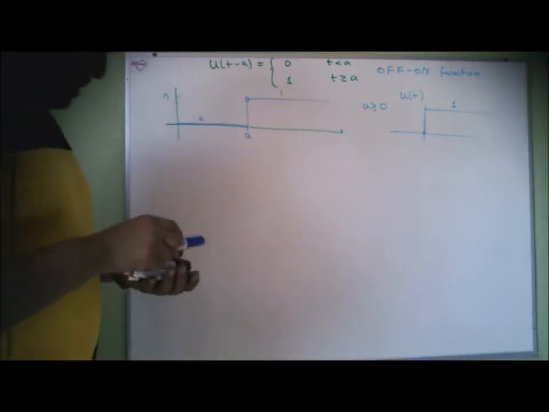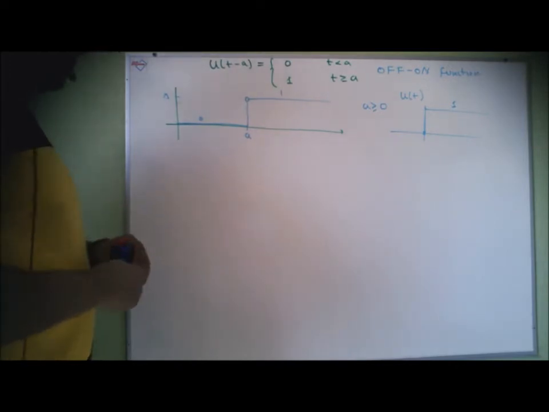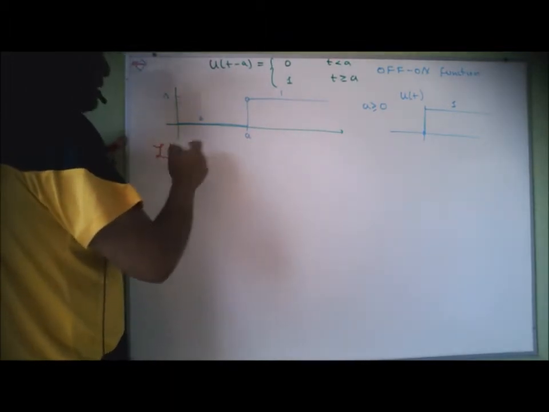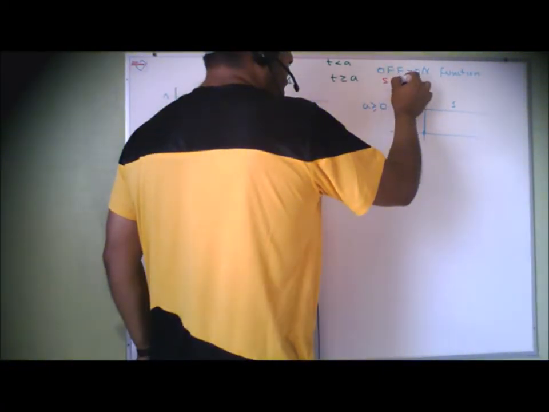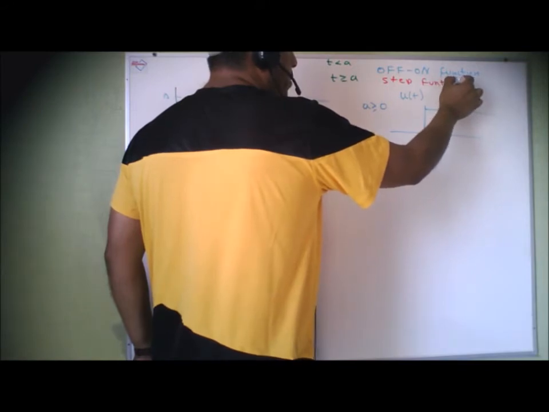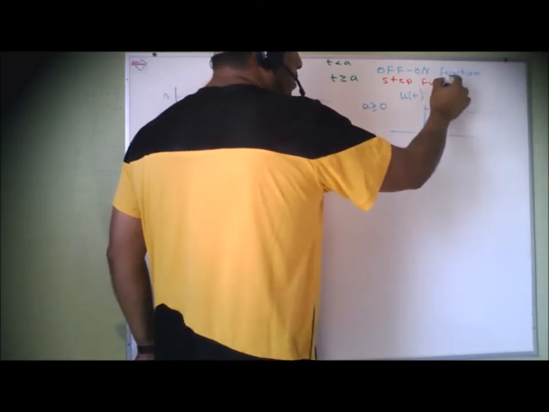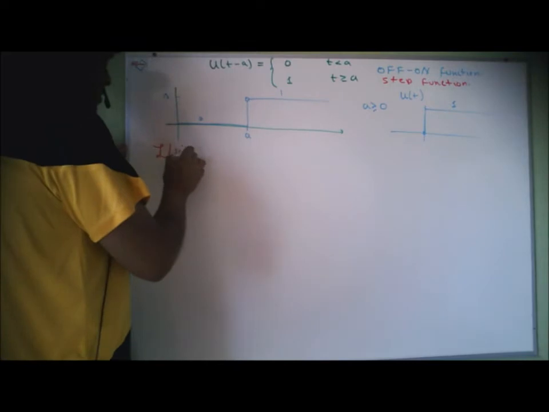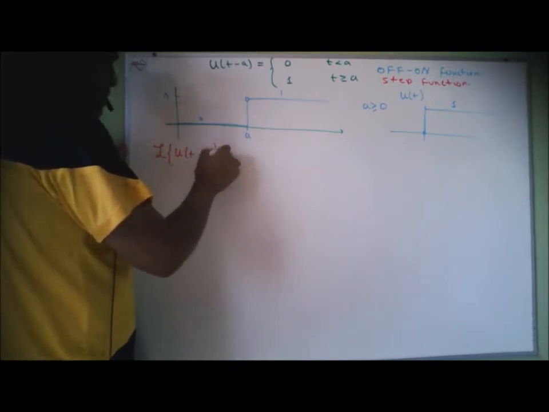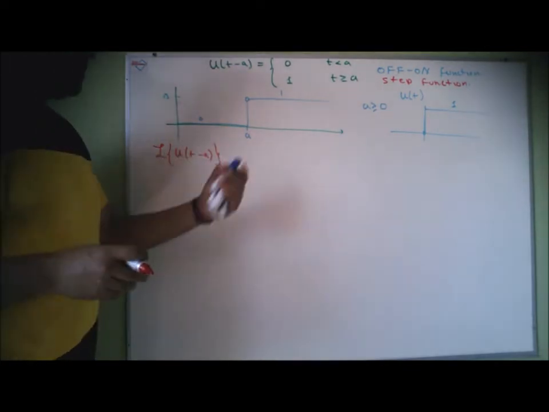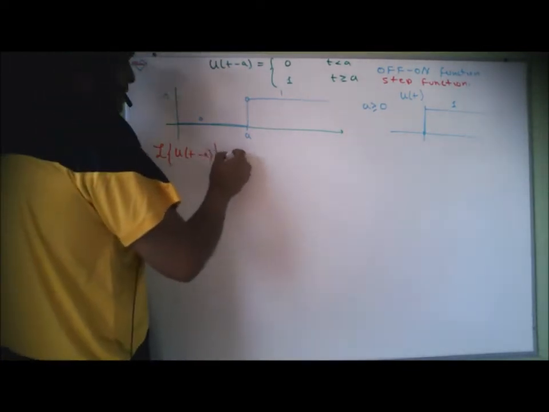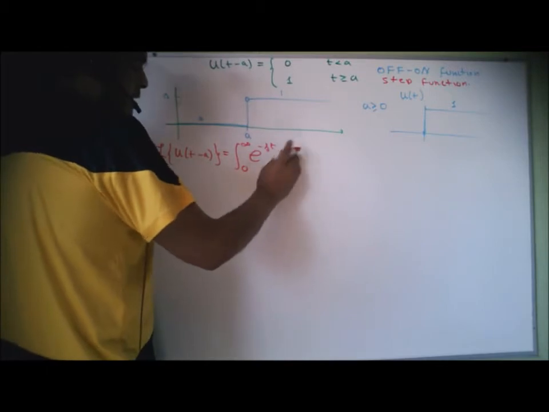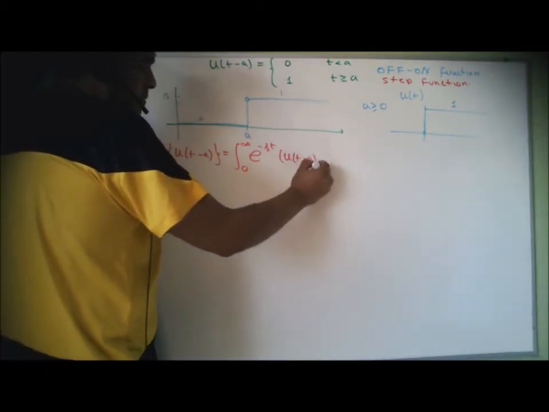Now what we are going to do is apply the Laplace transform to this function, the Laplace transform of the step function. In Spanish we would say la función escalón, but this is just the Laplace transform of u of t minus a. Because we don't have a formula for this, we have to apply the Laplace definition. So the Laplace definition is the integral from 0 to infinity of exponential minus st, and then here u of t minus a.